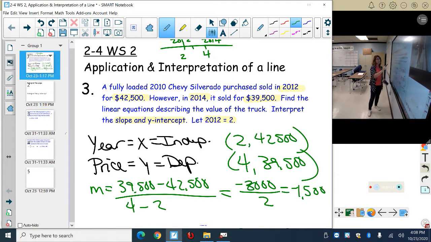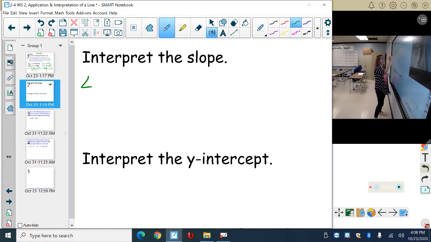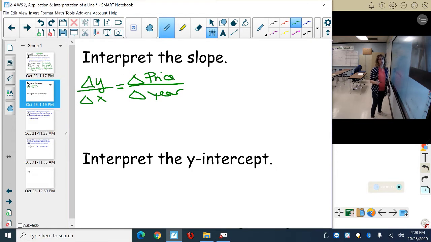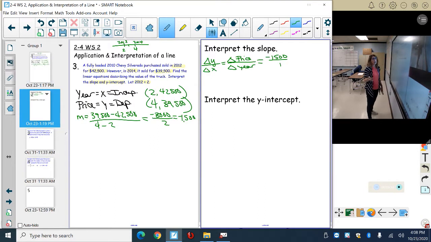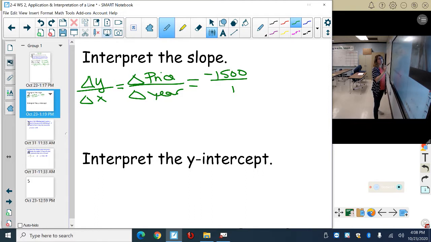Now, I'm going to stop, and we're going to come over here and we're going to interpret that. Slope is the change of y over the change of x. What did we say is the subject for y? That is the price that we sold our vehicle at. What is x? X is the year that we sold our vehicle. And we're saying that our slope is negative 1,500 over 1. What does that mean? Why is it negative? Well, if you said why it's negative is because it's losing money as it ages, you would be right. So how much money is it losing every year? If you said it's losing $1,500, you would be right as well.